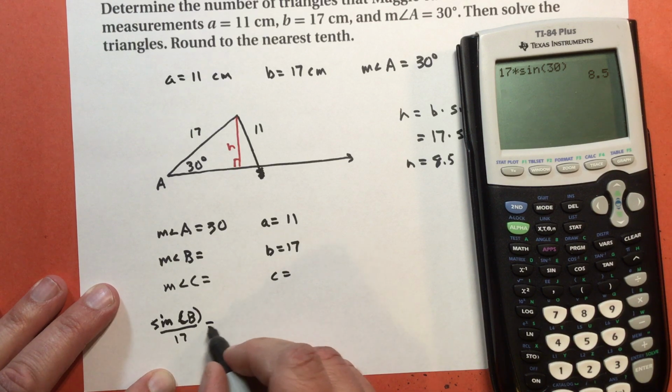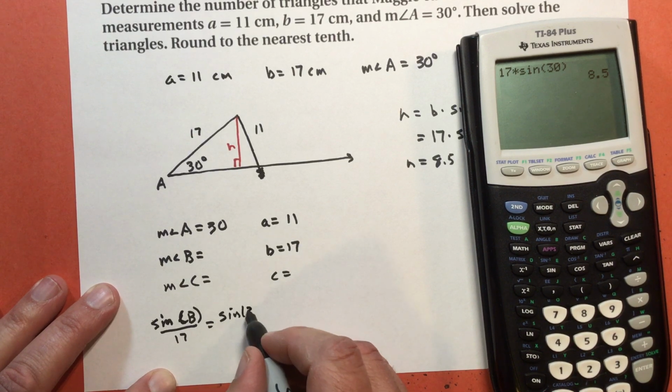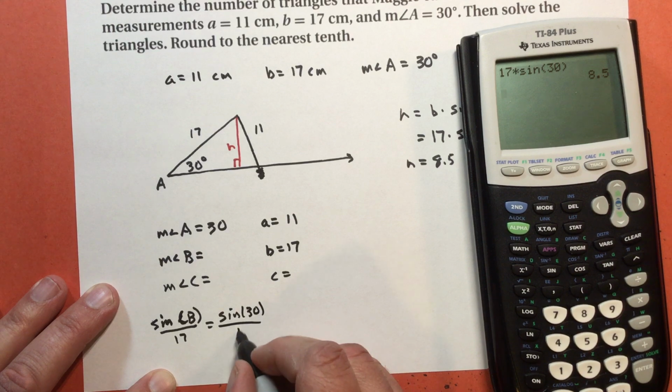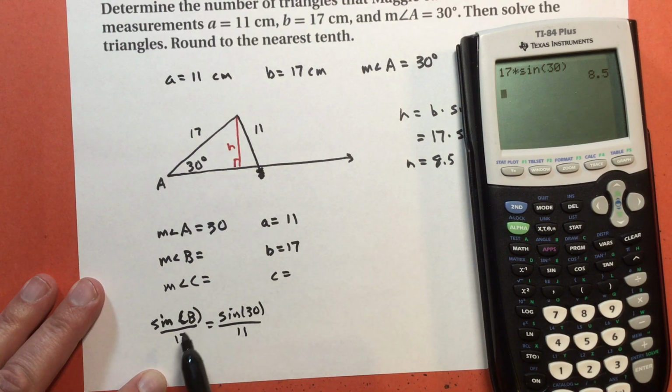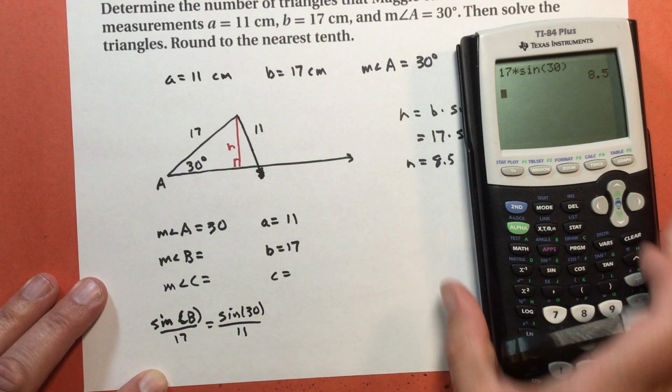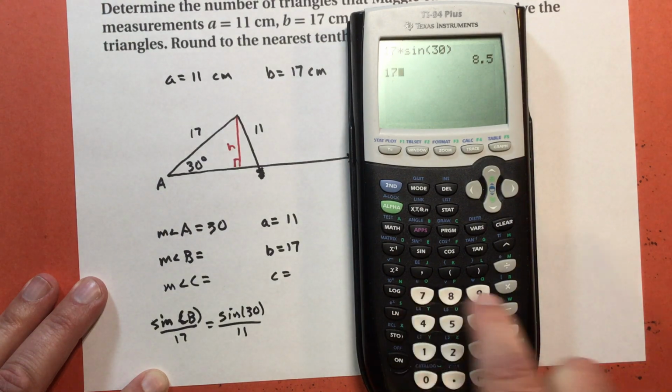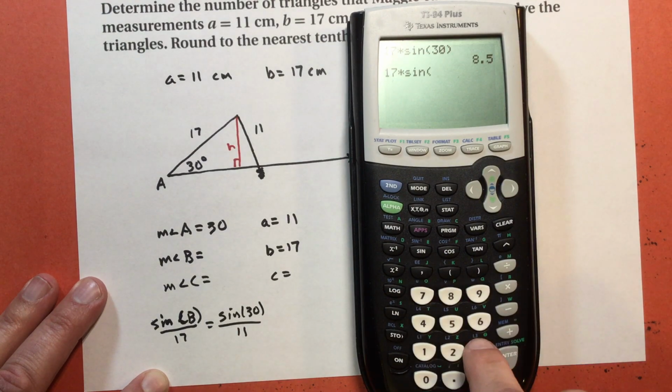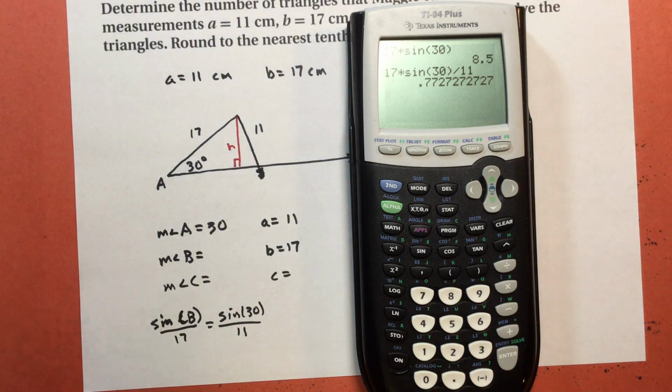Sine of angle B is going to be the sine of 30 degrees over 11. And I'm going to multiply 17 times sine of 30 degrees, which I already know is 8.5. But this time I'm going to divide it by 11. And I get 0.7727. That is not the angle measurement.